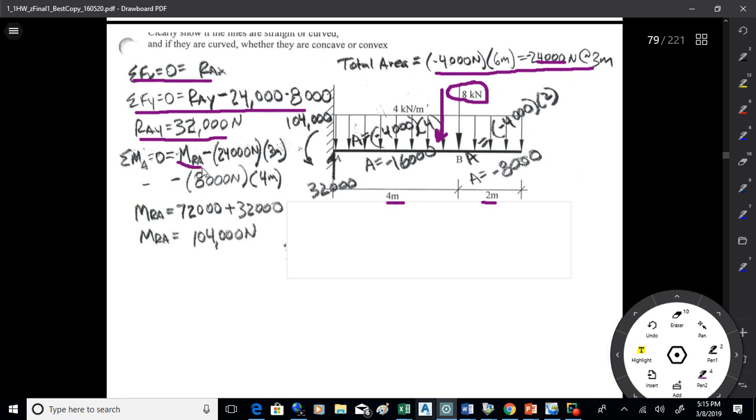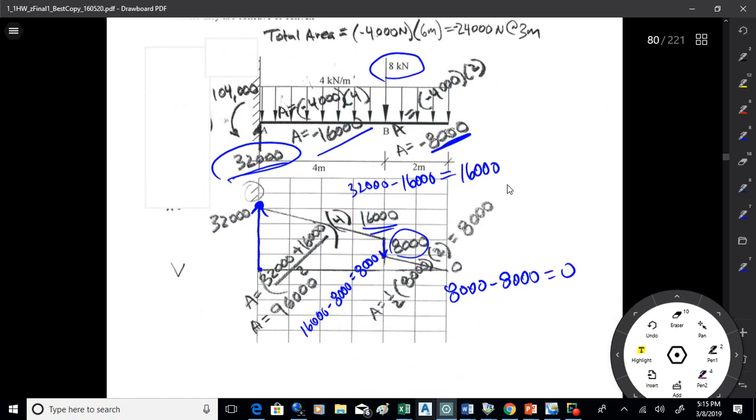It's MRA, which is what I want to find, minus the 24,000 times the 3 meter offset. It's clockwise, so that's a negative. That's coming around like that. Likewise, the 8,000 times 4 is clockwise, so it's negative. So I can solve for MRA, it's 104,000. Okay. So once I've got that, I can go ahead and get the shear diagram.